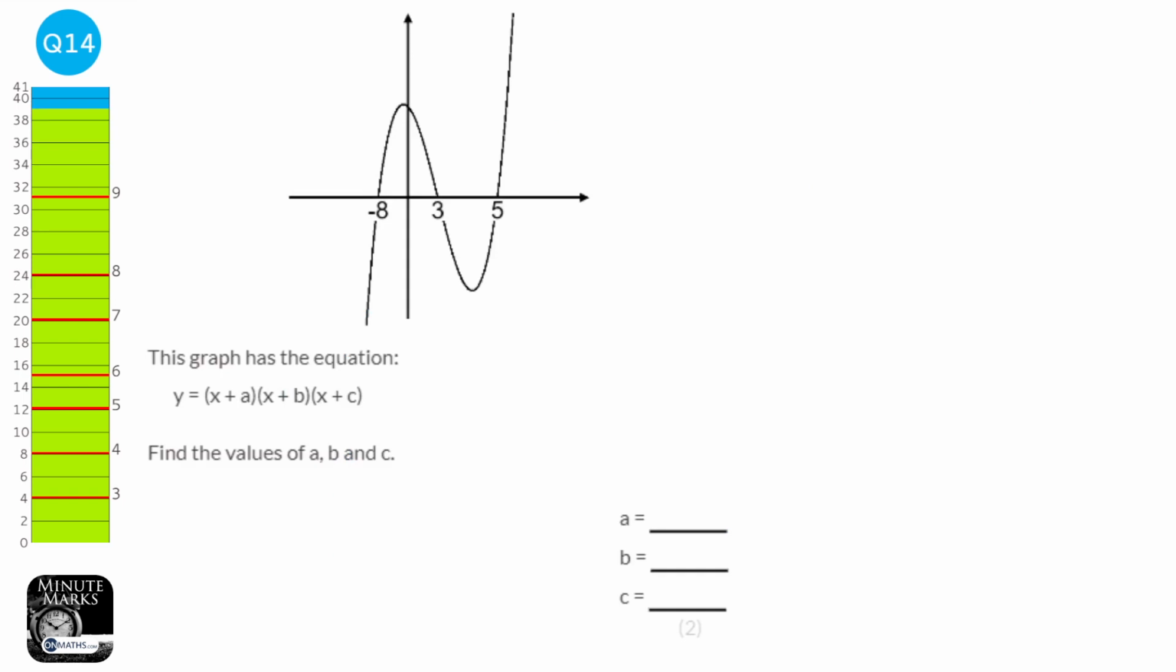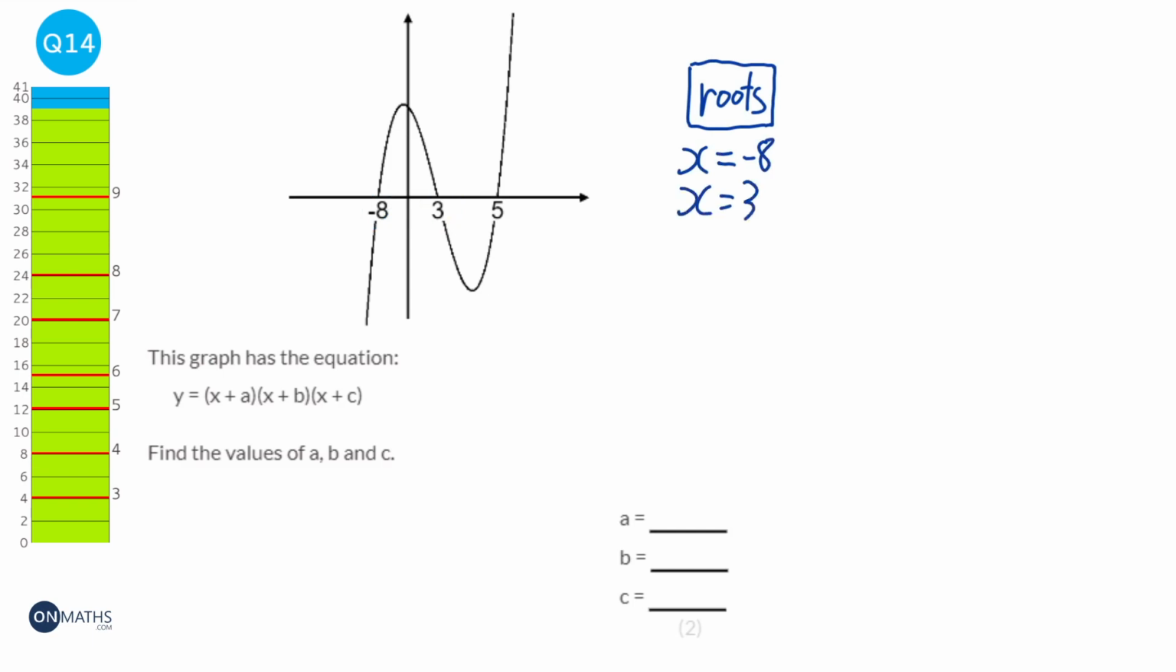So the first thing to do is we want to find the roots from the sketch that we've got. And the roots are just where the graph crosses the x-axis. So we can see it crosses it here at -8. Crosses it here at 3. Crosses it here at 5. Now, what is special about roots? Well, roots are where the graph equals 0. It's where y is 0.